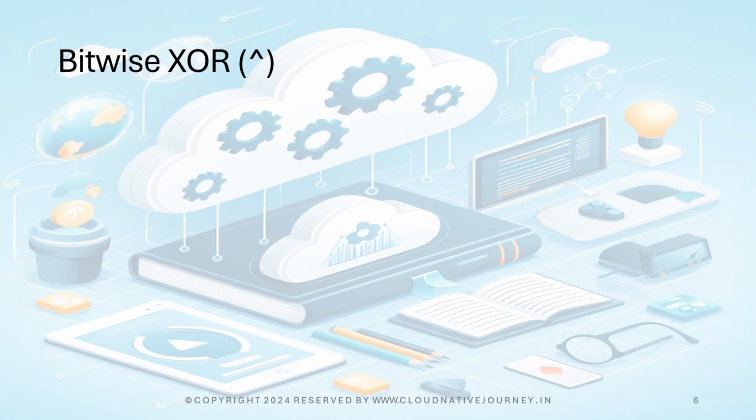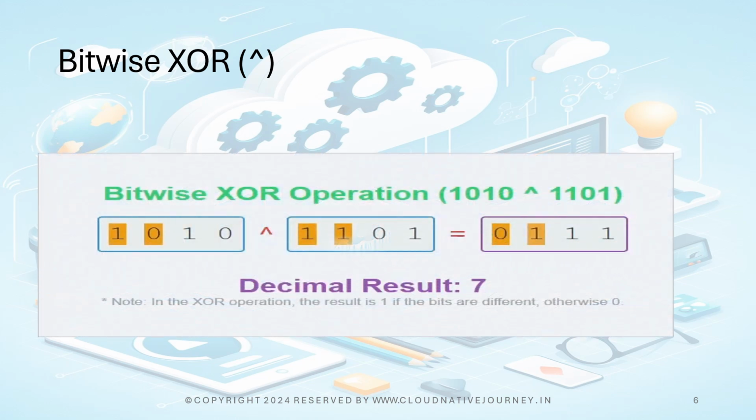Then the bitwise XOR operation, which is called exclusive OR operation. This operator returns 1 only when the bits are different. So if one bit is 0 and the other is 1, it will return 1. So for example, for 1010 and 1101, the result is 0111, which is 7 in decimal.